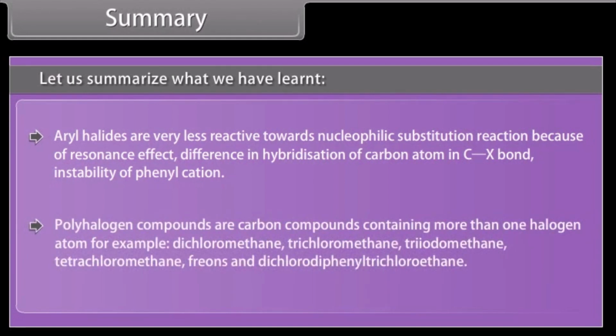Polyhalogen compounds are carbon compounds containing more than one halogen atom. For example, dichloromethane, trichloromethane, triiodomethane, tetrachloromethane, freons, and dichlorodiphenyltrichloroethane.